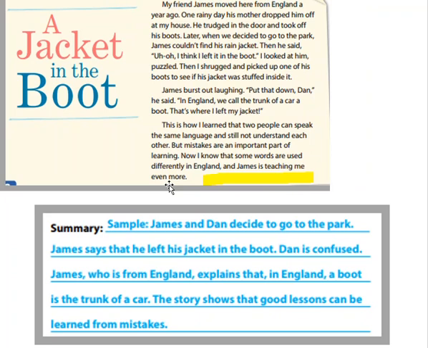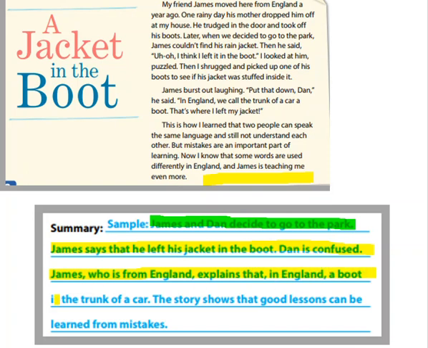And here is a summary of what could be possible for that story. So here it is. James and Dan decide to go to the park. James says that he left his jacket in the boot. Dan is confused. James, who is from England, explains that in England, a boot is the trunk of a car. The story shows that a good lesson can be learned from mistakes.